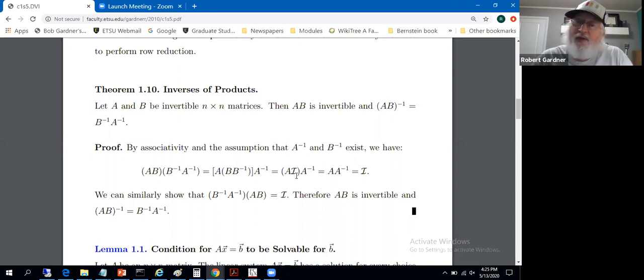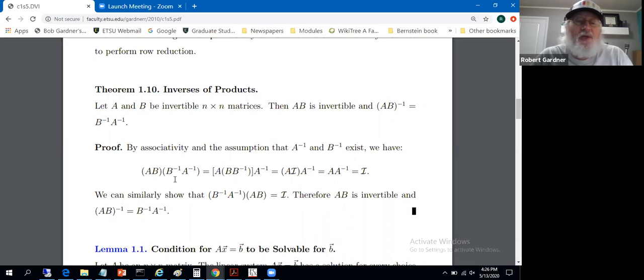All matrices are n by n in this conversation. Hey, matrix A times the identity matrix, that's just matrix A. And now we've got A times A inverse, and indeed, that's the identity matrix. So yeah, A times B times B inverse times A inverse gives the identity. We've got a good candidate for an inverse.